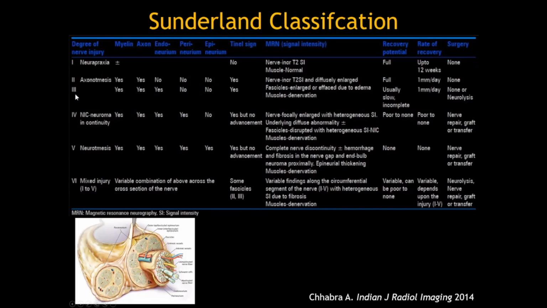Usually 1 through 3 are the most mild forms and are generally treated conservatively. The grade 3 form may be treated with neurolysis. But if you have higher grade injuries, anywhere from grade 4 through 6, those are generally treated surgically.